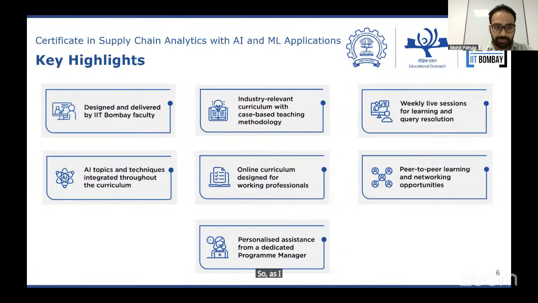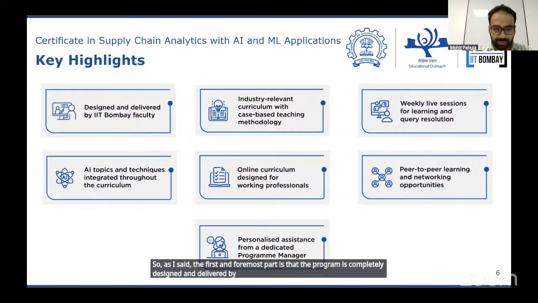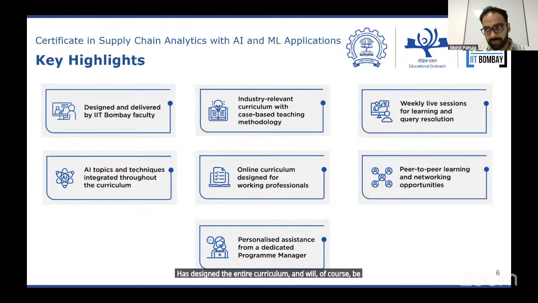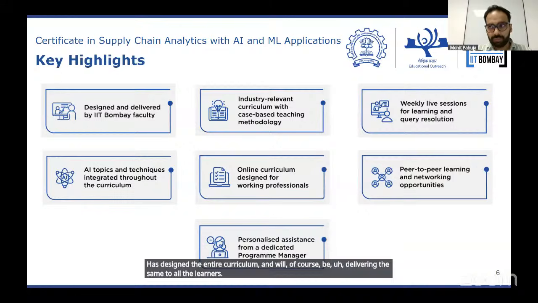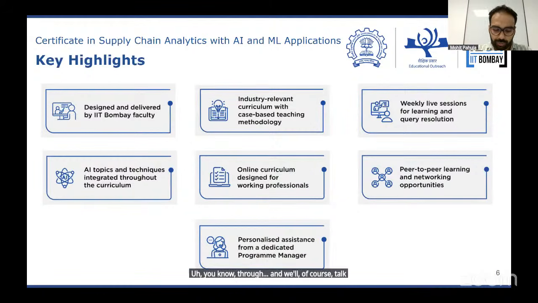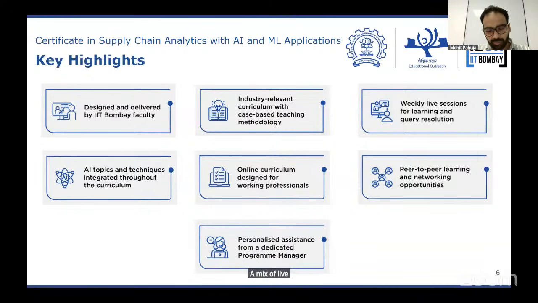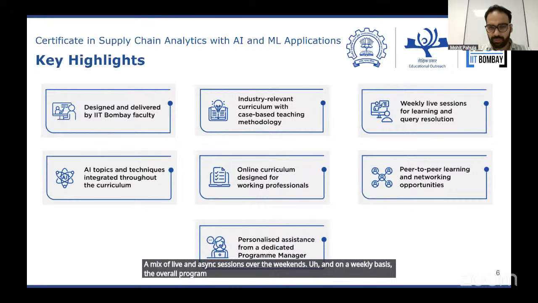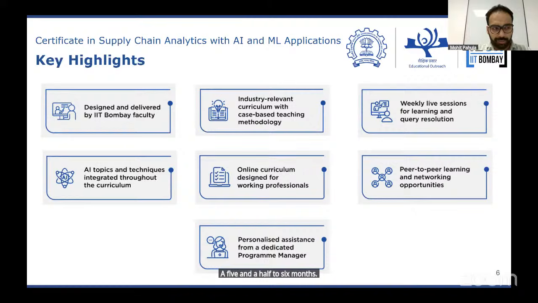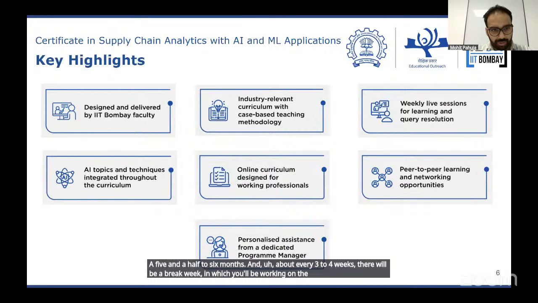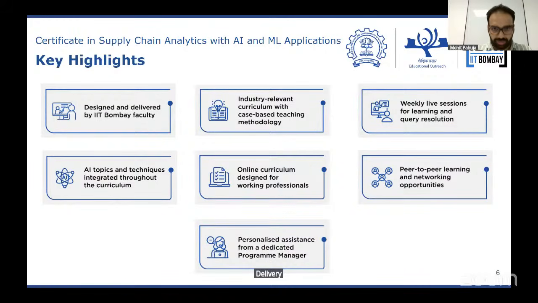So as I said, the first and foremost part is that the program is completely designed and delivered by IIT Bombay faculty, and Professor Priyank has designed the entire curriculum and will of course be delivering the same to all the learners. We'll talk more about the mode of delivery, but largely it will be through a mix of live and async sessions over the weekends, on a weekly basis. The overall program duration is around 5.5 to 6 months, and about every 3 to 4 weeks there will be a break week in which you will be working on the assignments and projects, and that's how the entire delivery is structured.